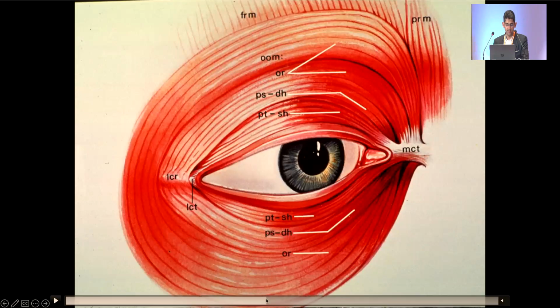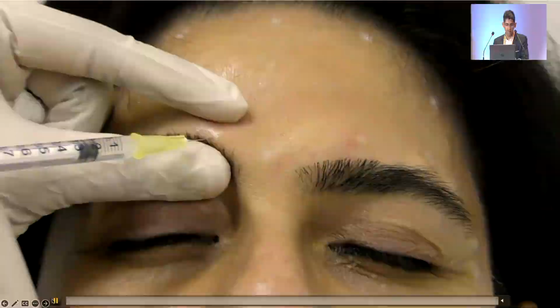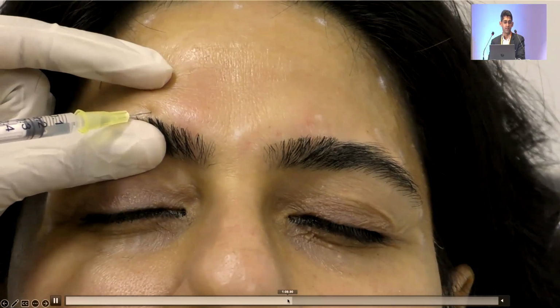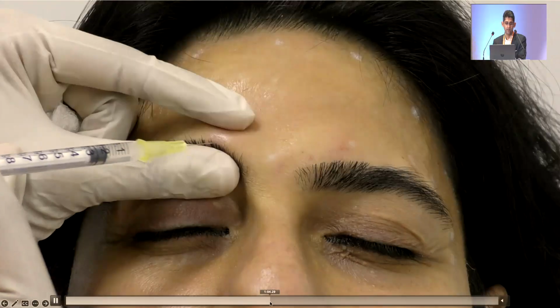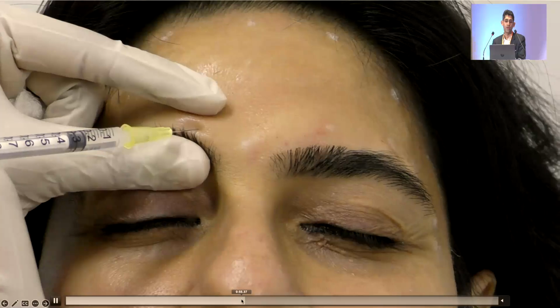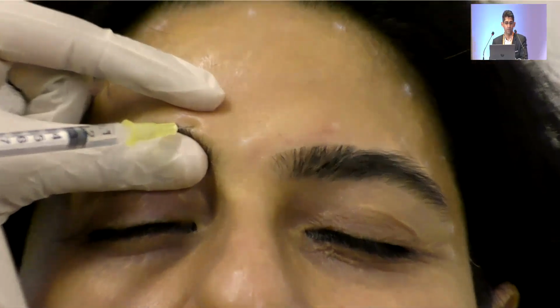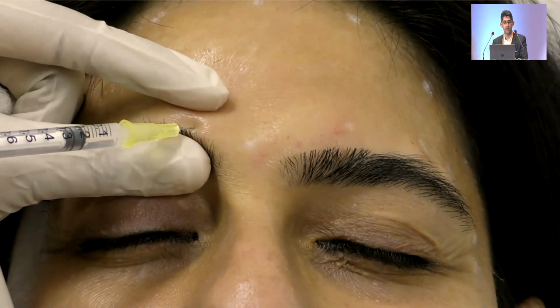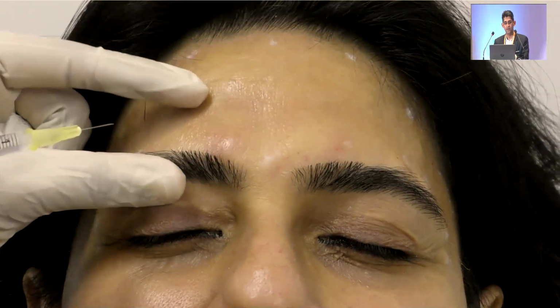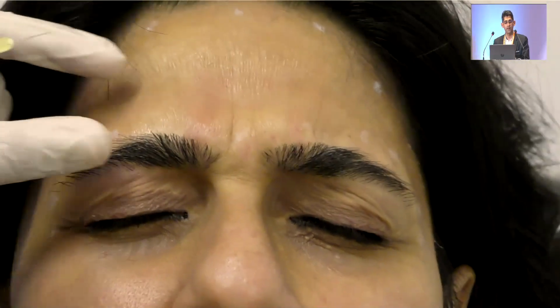Now in the same patient, this is where the belly of the corrugator is injected. First you can either choose to inject the corrugator or the procerus. So look how I am injecting. Usually you keep a thumb beneath the orbital rim, because when you keep a thumb beneath the orbital rim, the chances of diffusion in the LPS are less.